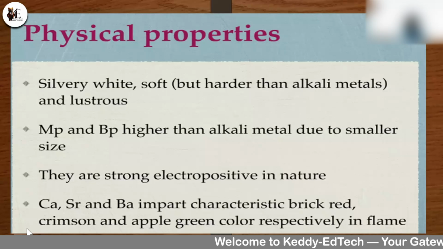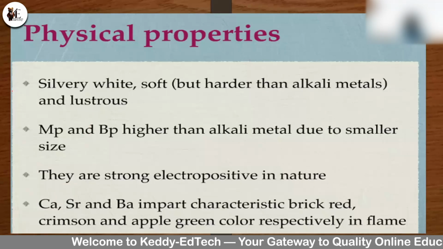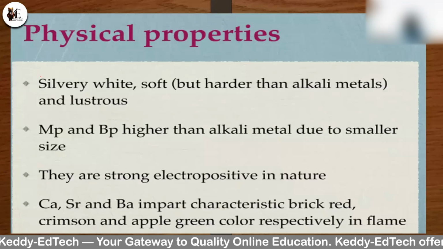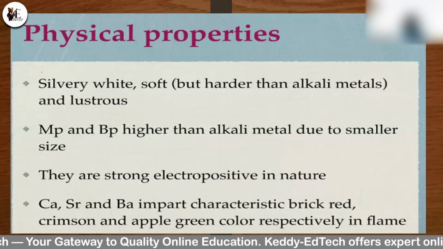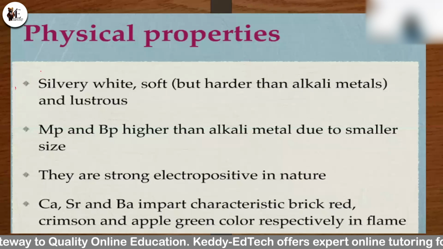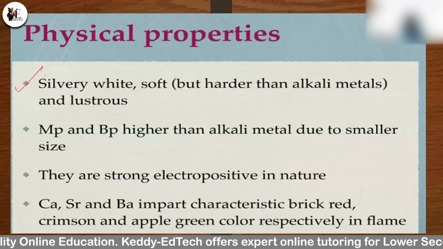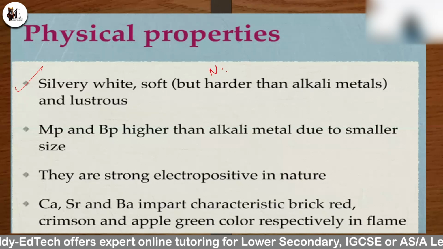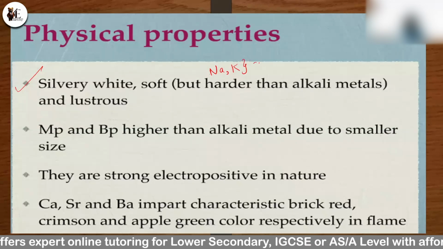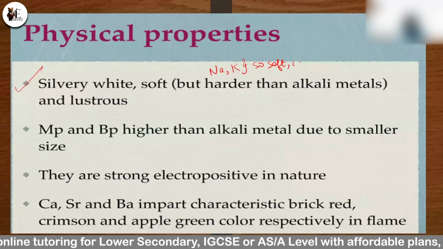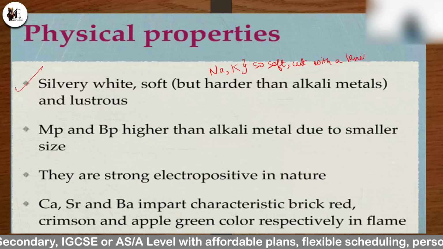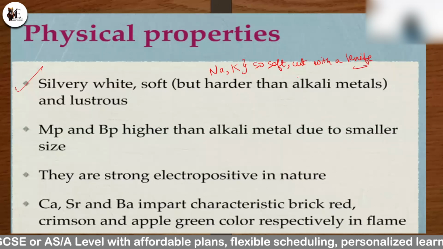Now we are going to learn about the physical properties of group 2 elements. Physical properties means how they appear, without changing the chemical identity; we are just checking the properties. So it is silvery white, soft, but harder than alkali metals. You know that some alkali metals like sodium and potassium are so soft that they can be cut with a knife. The alkaline earth metals are harder than alkali metals.